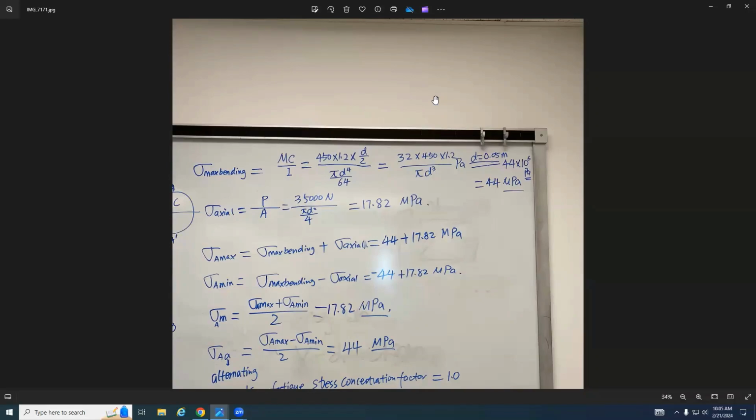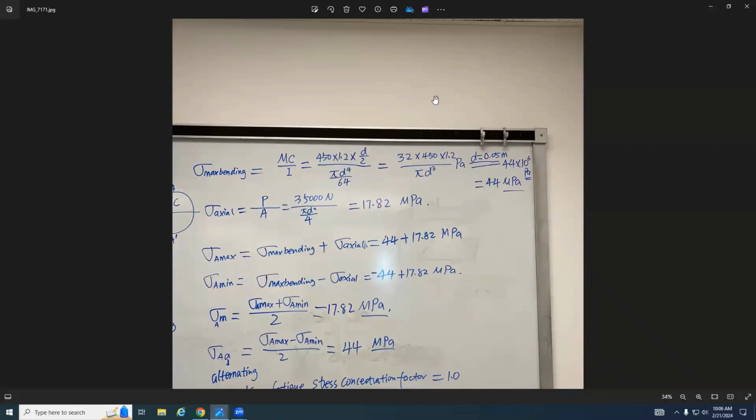After we get these two, we need to get sigma A maximum and sigma A minimum. For sigma A maximum, these two are in the same direction, right? You guys agree? The axial loading is tensile, and when point A is on the top, that is also tensile. It's tensile plus tensile, and then we have the maximum. So sigma A maximum is sigma maximum bending plus sigma axial. So we have this value, and this is our maximum.